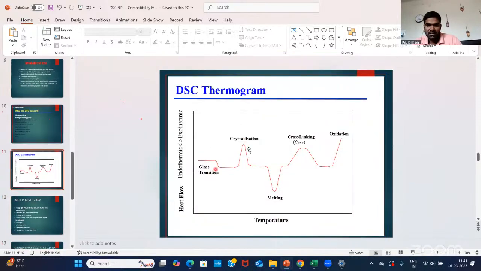So this is the DSC thermograph. You can observe it here.